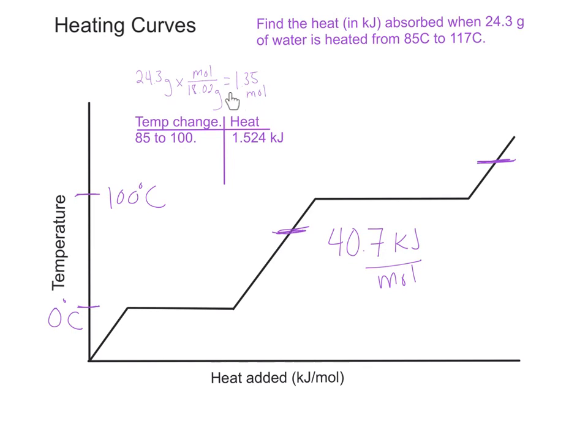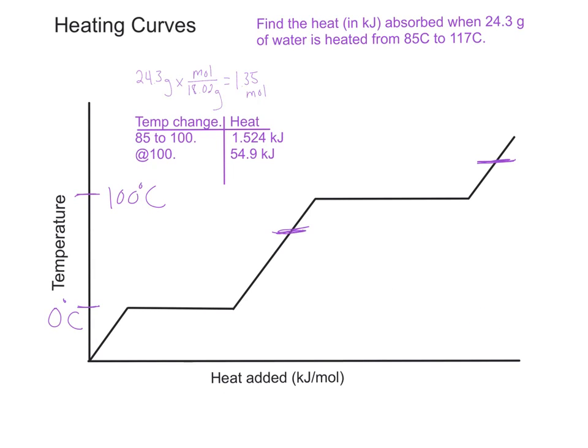However, lucky for us, we already calculated the moles of water that are being heated. So we just multiply our delta H of vaporization by 1.35 moles, and that gets us to 54.9 kilojoules. So I'm just going to add this data up to our little table.